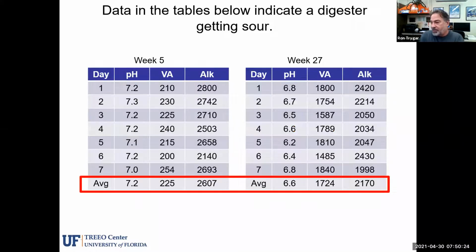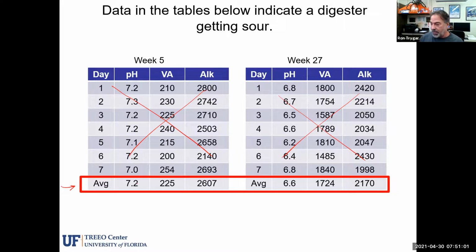Let's take a look at some data that indicates a digester getting sour. We see week number 5, and then we have week number 27, and we have a whole bunch of daily data: pH, volatile acid, and alkalinity. I'd like to point your attention to the red highlighted area. Just look at the averages. Try not to get caught up in all of this data. It just sometimes makes it more difficult to see what I want you to see.